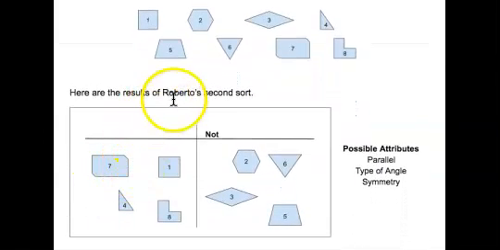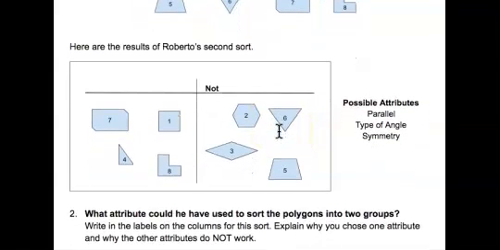Here are the results of Roberto's second sort. So he sorted these 2 based on an attribute and a non-attribute. What attributes could he have used to sort the polygons into the 2 groups? Write in the labels on the columns for this sort. Explain why you chose one attribute and why the other attributes do not work. So this is an example of an attribute, and these are all examples of that attribute not being present in those polygons.